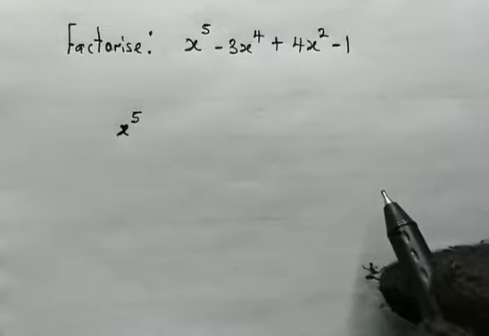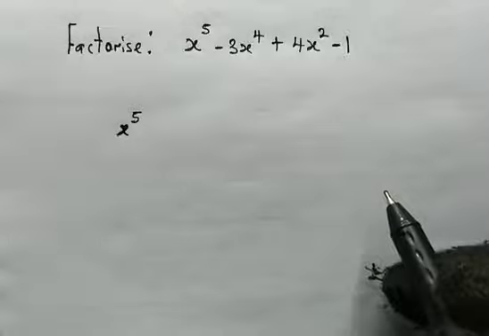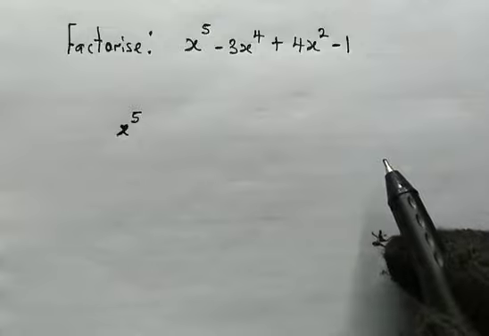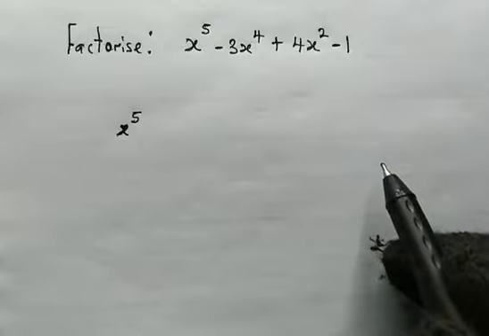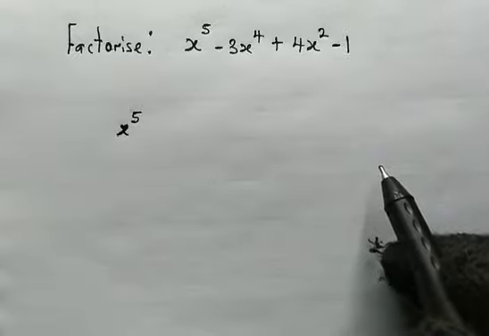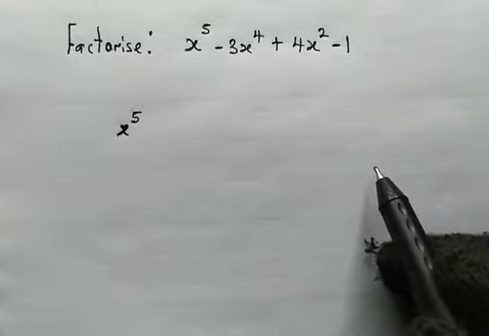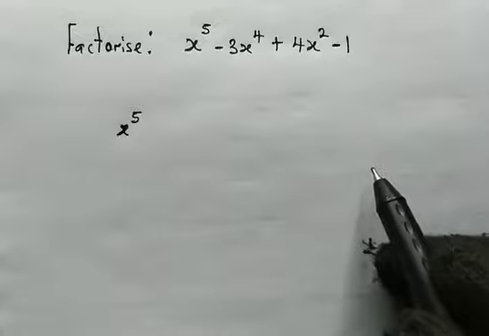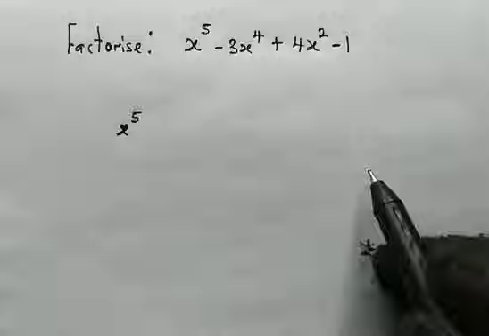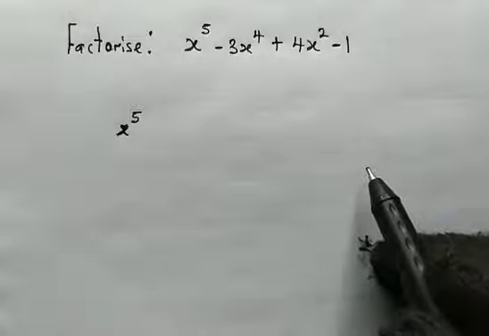Today we're going to factorize the following given quintic expression. We have x to the power of 5 minus 3x to the power of 4 plus 4x squared minus 1. I will advise you to stay tuned because this is going to involve a lot of manipulations, right? But we need to get the factorized expression for the given quintic expression, right?